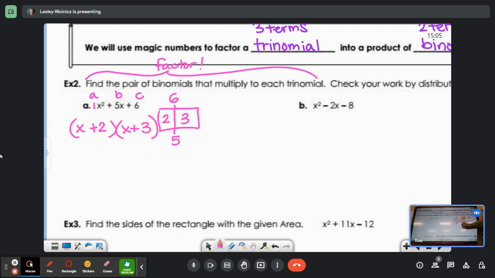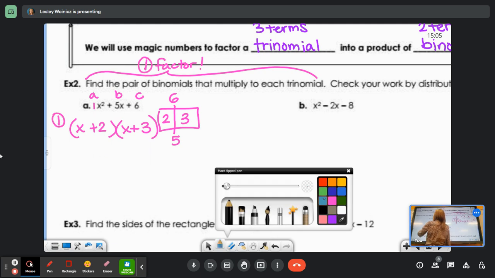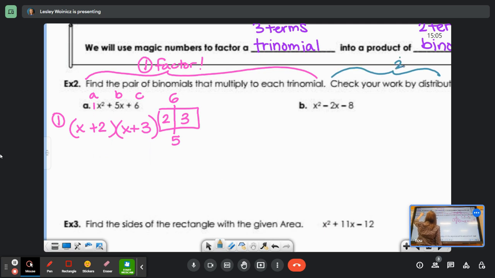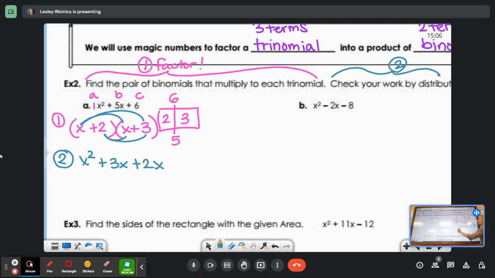Okay, that's number 1. Okay, second thing we have to do is check our work by distributing. That's number 2. So x times x we said would be x squared. x times 3 gives us 3x. 2 times x is 2x. 2 times 3 is 6. We have like terms to combine. That gives us x squared plus 5x plus 6. Check.